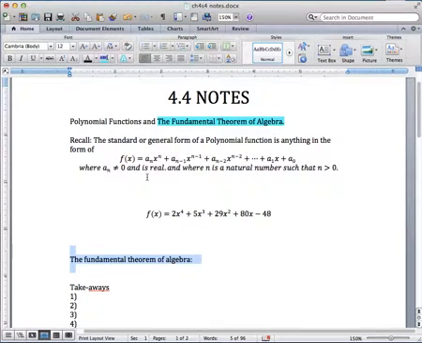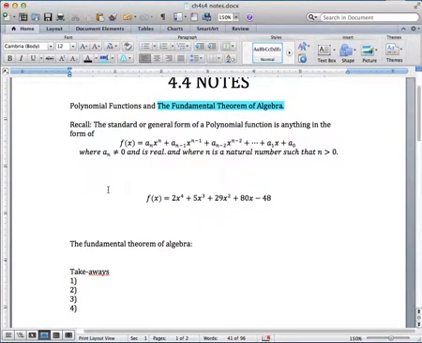You already have all this written down from 4.1. So if you need to go back and take a look, you can. But honestly, I just wanted to rehash and recall this information just before we got to the fundamental theorem of algebra. So what we're looking at is the standard or general form of a polynomial function.